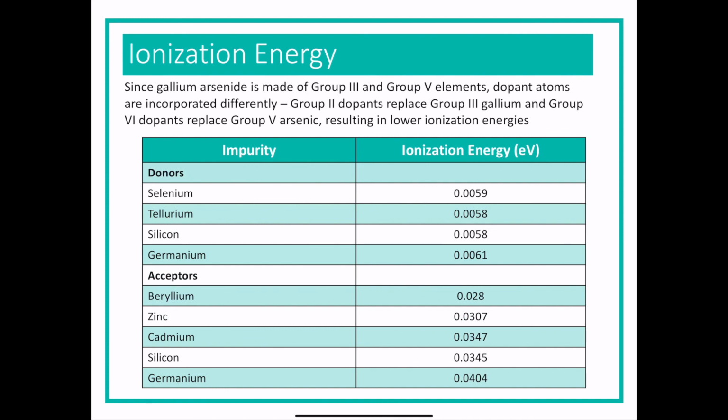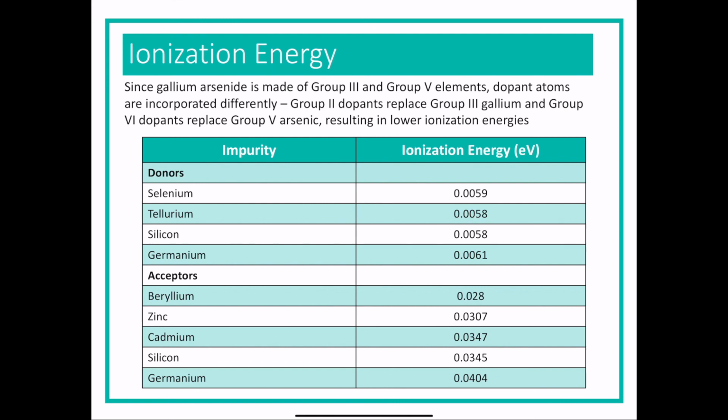The interesting thing about gallium arsenide is that group 2 dopants actually kind of replace the group 3s, and then the group 6 dopants replace the arsenic, so there's actually a bit of a different mechanism. It's not all equal. So in silicon or germanium, whatever you add just replaces silicon or germanium. But when you are actually putting in a donor impurity which has an extra electron, that replaces the arsenic. If you put acceptors in which has one less electron, that actually replaces the gallium. So it's a little bit different.